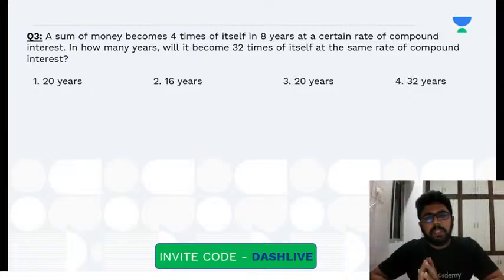It's a very basic question on the topic compound interest. Just type in your answers in the chat section. People who are solving this, let me know your answers and then we'll go ahead and solve this. Simple question.